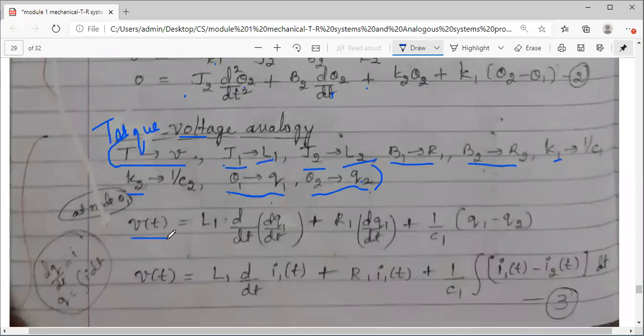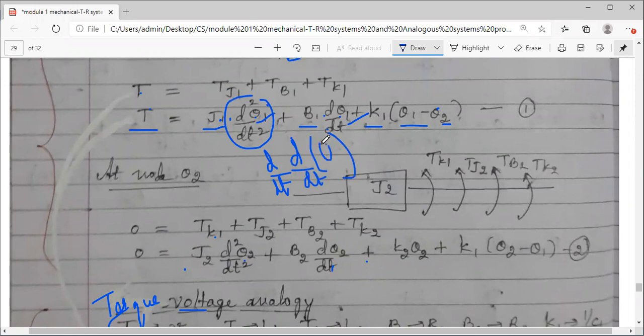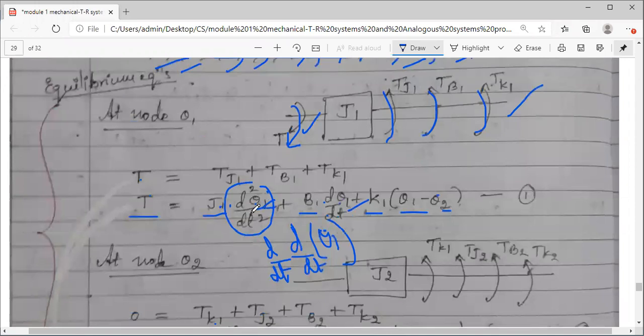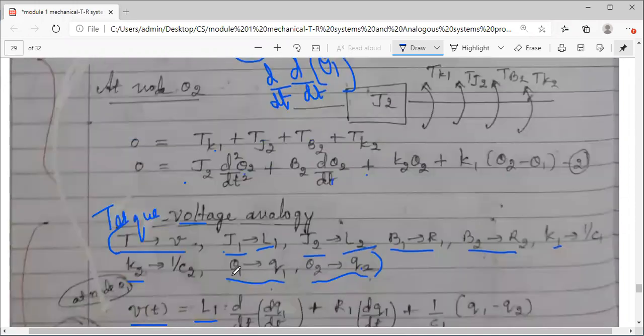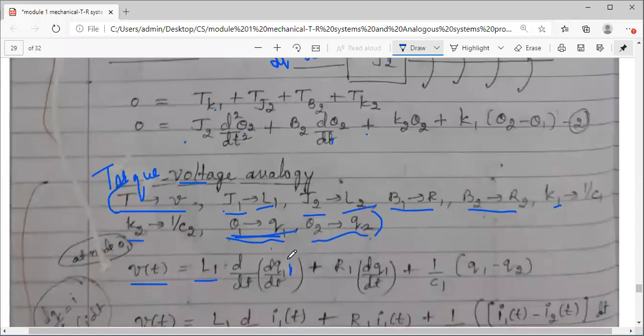See, torque is replaced with V of t. Then J1 is replaced with L1, and it is d by dt square. In the equation you have a square, so I will write this differentiation in this form: d by dt of d by dt, two times differentiation of theta 1. Both are the same. And I have to replace this theta 1 also. So theta 1 is replaced with Q1.